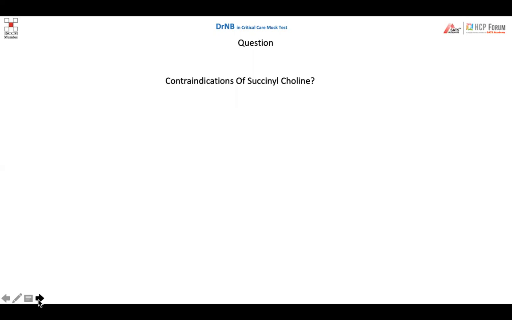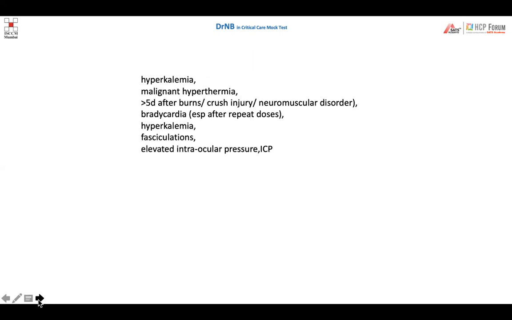Contraindications to succinylcholine. The main contraindications are based on potassium levels and also in cases of raised ICP. So hyperkalemia is a contraindication. It is prone to develop malignant hyperthermia. It should be avoided after 5 days in patients with burns, crush injury, or neuromuscular disorders.